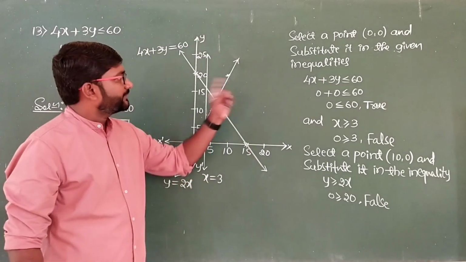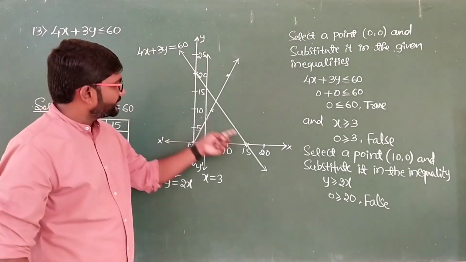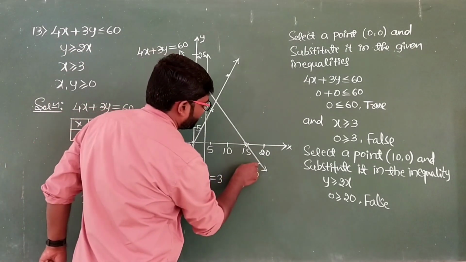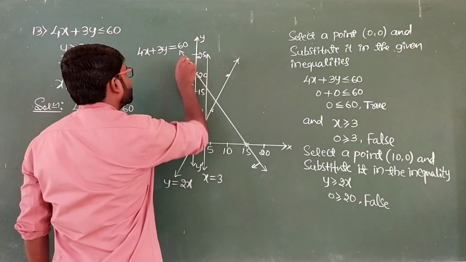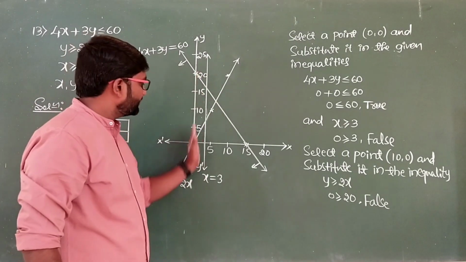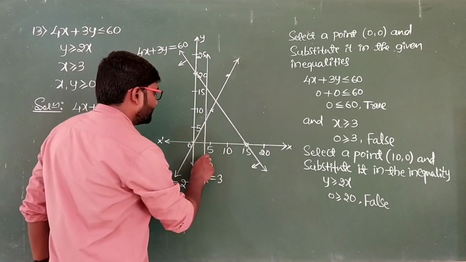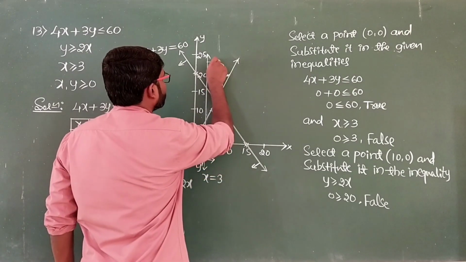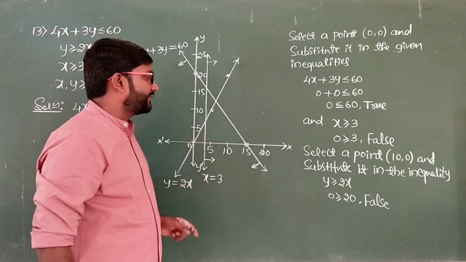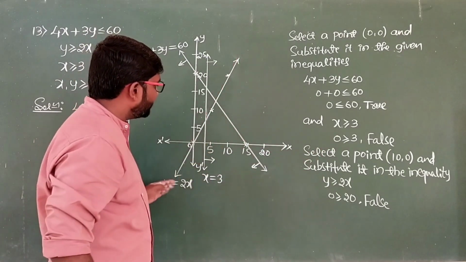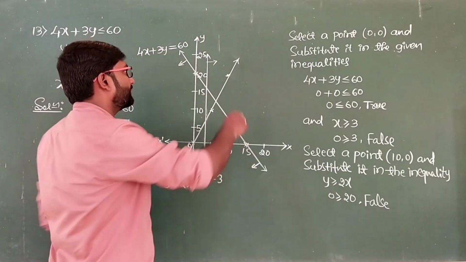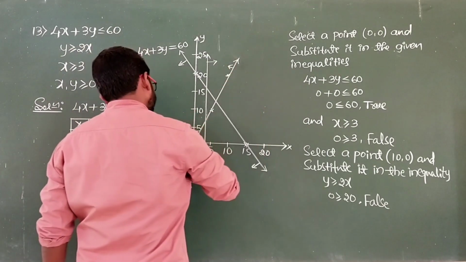So now for the first one, 4x plus 3y, for this line it is true. That means we have to shade the region towards the origin. Then x greater than or equal to 3 is again false. For this line it is false, means we have to shade the region away from the origin. I mean we have to shade this portion. Then for the line passing through the origin we have taken 10, 0 as a point and the condition is false. For this line this point is false, means we have to shade the region away from this point. Away from this point means it is this portion.